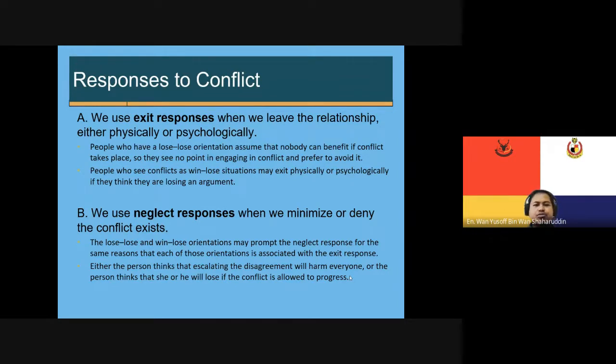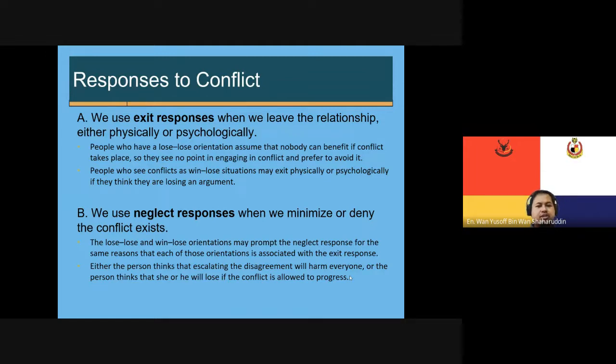People who tend to have a lose-lose orientation assume that nobody can benefit in conflict when it takes place. So they see no point in engaging in conflict and just prefer to avoid it. They exit the conflict because they think it is not worth fighting for. And sometimes people who see conflict as a win-lose situation may exit physically or psychologically if they think they are losing an argument. Sometimes you think if you get involved in this conflict, especially when you are arguing with ladies, you will be losing this particular argument. So you have decided to just exit the conflict.